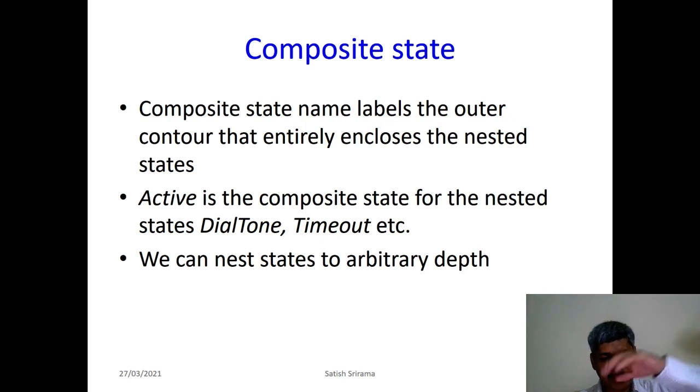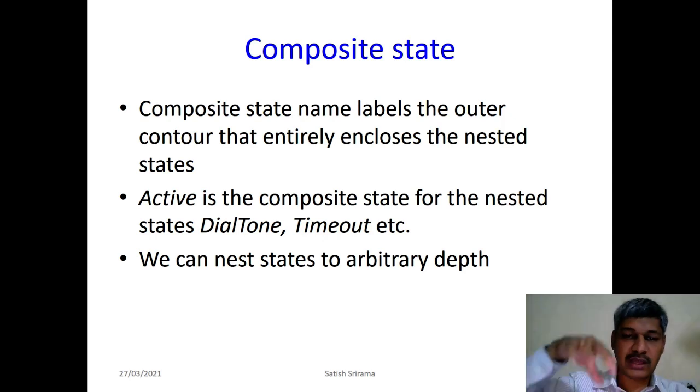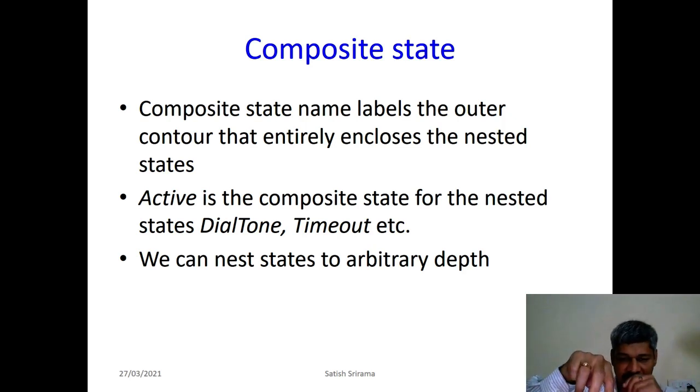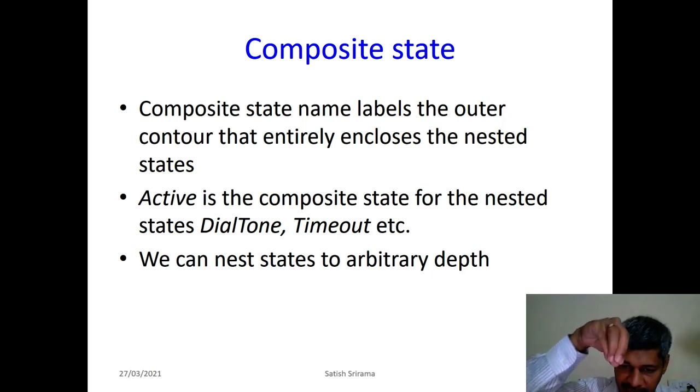Interestingly, what we have seen is that we have this composite state and all the nested states within. We can have these nested states to arbitrary depth. So you can have, for example, one composite state having several nested states, and within each nested state you can have sub-nested states. You can go as deep as the logic with nested states requires.